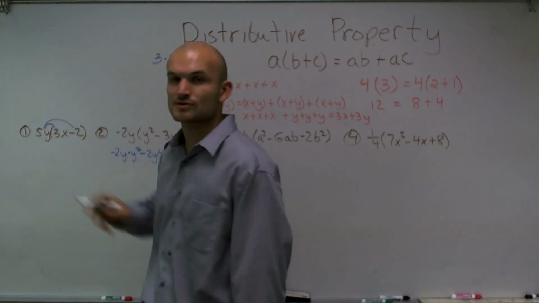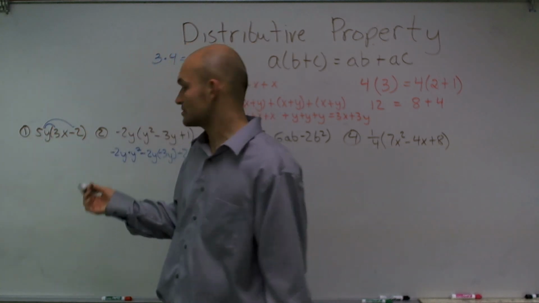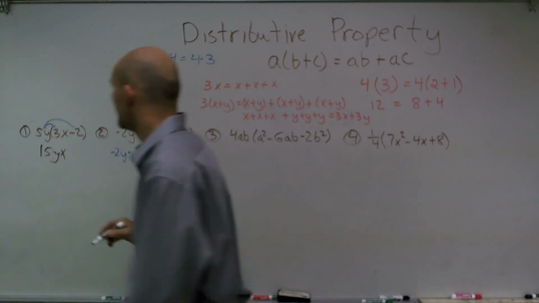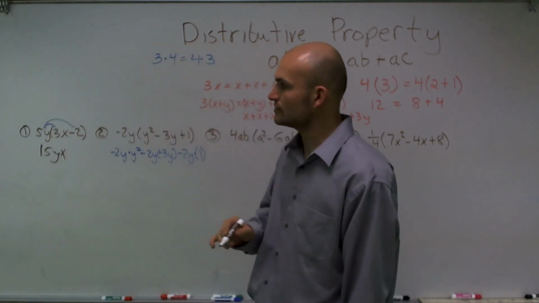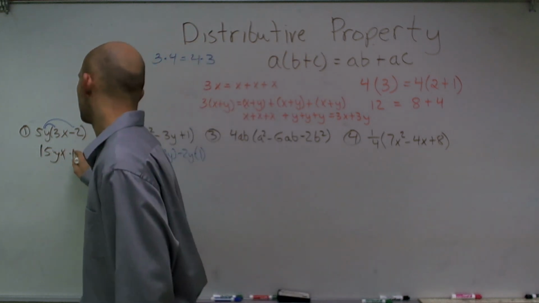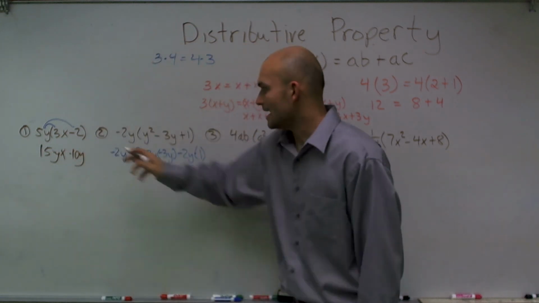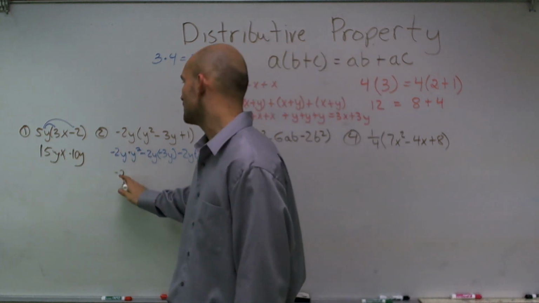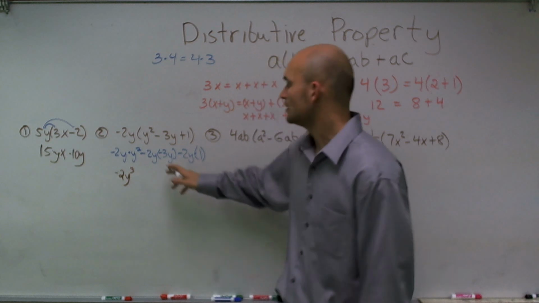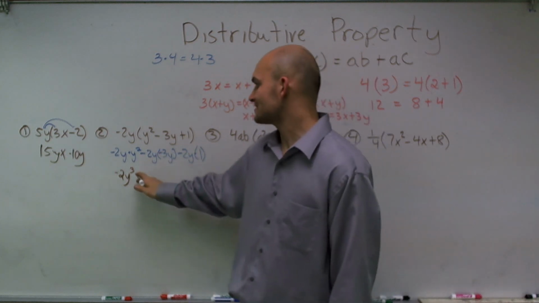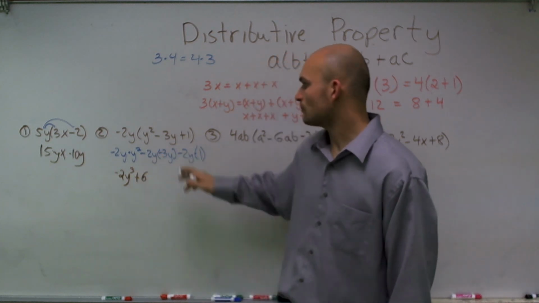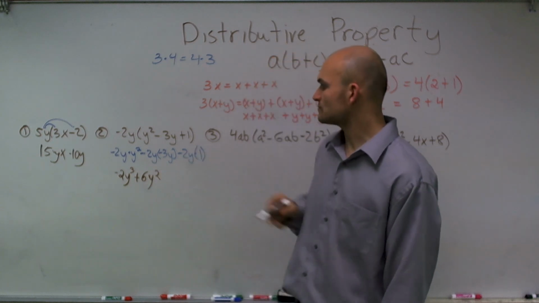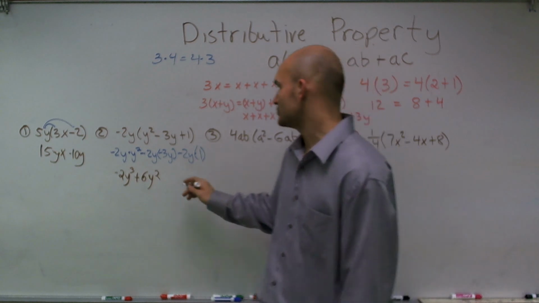So 5y times 3x, I can't combine my y and my x, so it's just going to be 15yx. And then 5y times negative 2 is a negative 10y. Over here, I have negative 2 times y squared. Negative 2y times y squared is a negative 2y cubed. Negative 2 times negative 3 is a positive 6 times y, which is y squared. And then negative 2 times y times 1 is going to be a negative 2y.